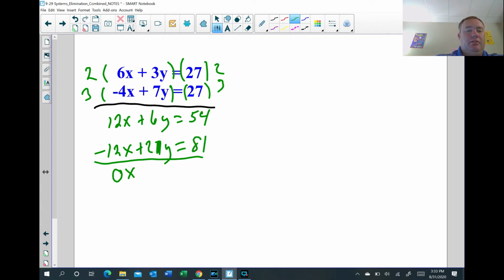Alright, so from there, we add straight down. The 12x and the negative 12x is 0. 6y plus 21y is 27y. And then you get 54 plus 81, which is 135. Okay, so you've eliminated the x. From here, you divide, and you can go on and finish the rest of that problem. But I want you to see what happens when you have to manipulate both equations. Okay? If you have more questions about that one, ask me about it tomorrow. Okay? Because I need to go on to this next one.